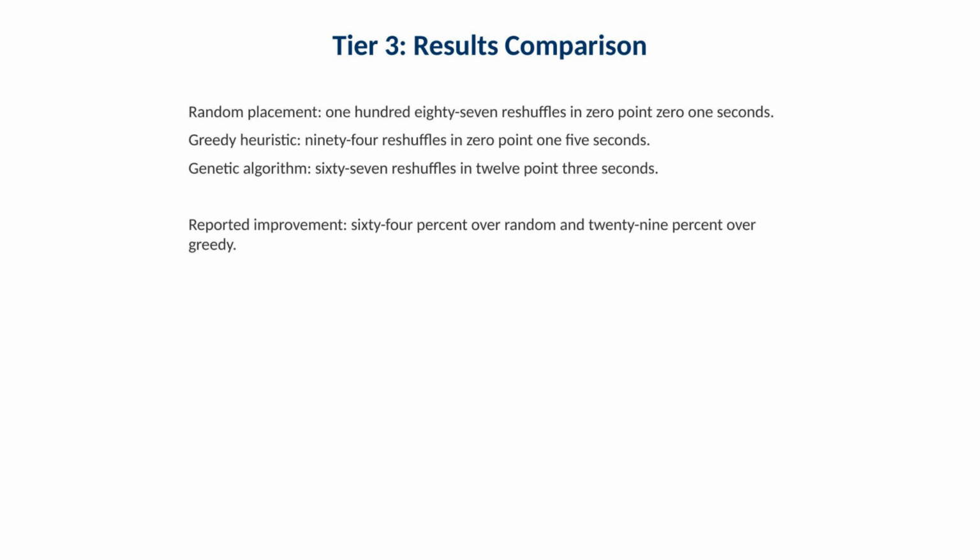The comparison reports that random placement yields 187 reshuffles in 0.01 seconds. A greedy heuristic yields 94 reshuffles in 0.15 seconds. The genetic algorithm yields 67 reshuffles in 12.3 seconds. The reported improvement is 64% over random and 29% over greedy, showing the speed versus quality trade-off.